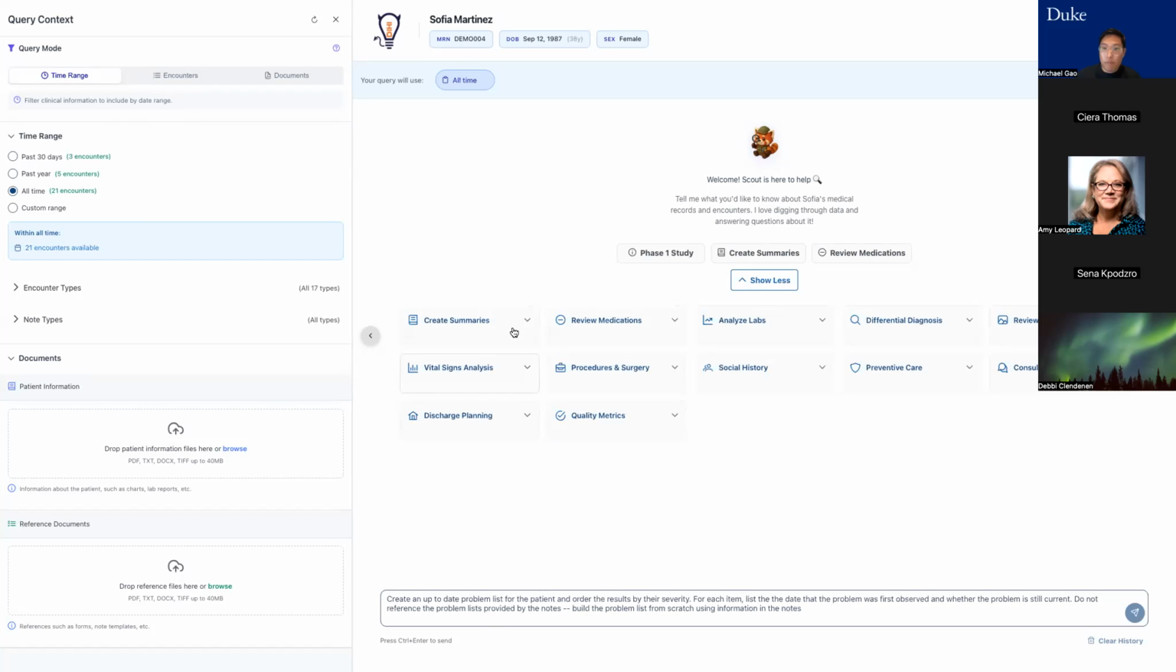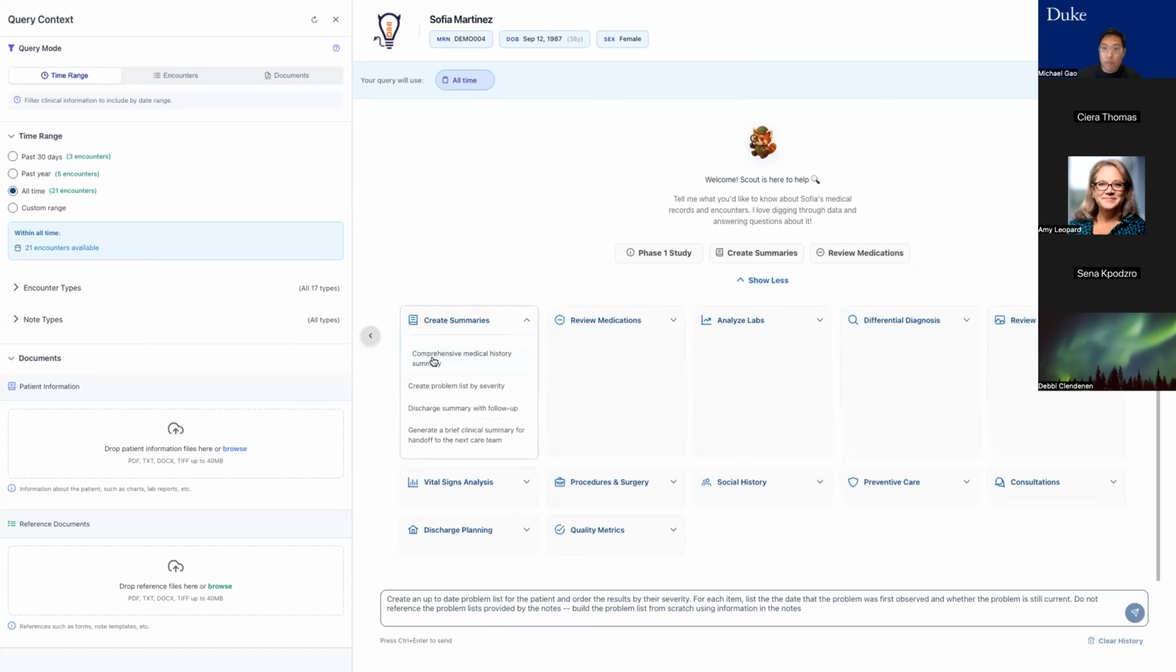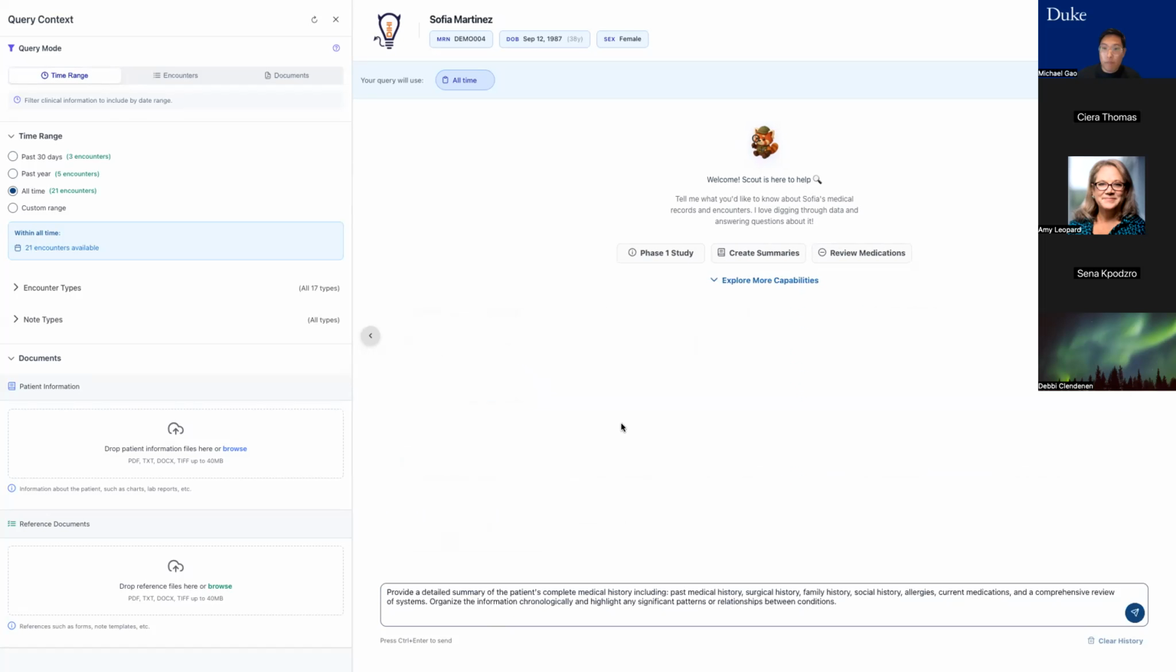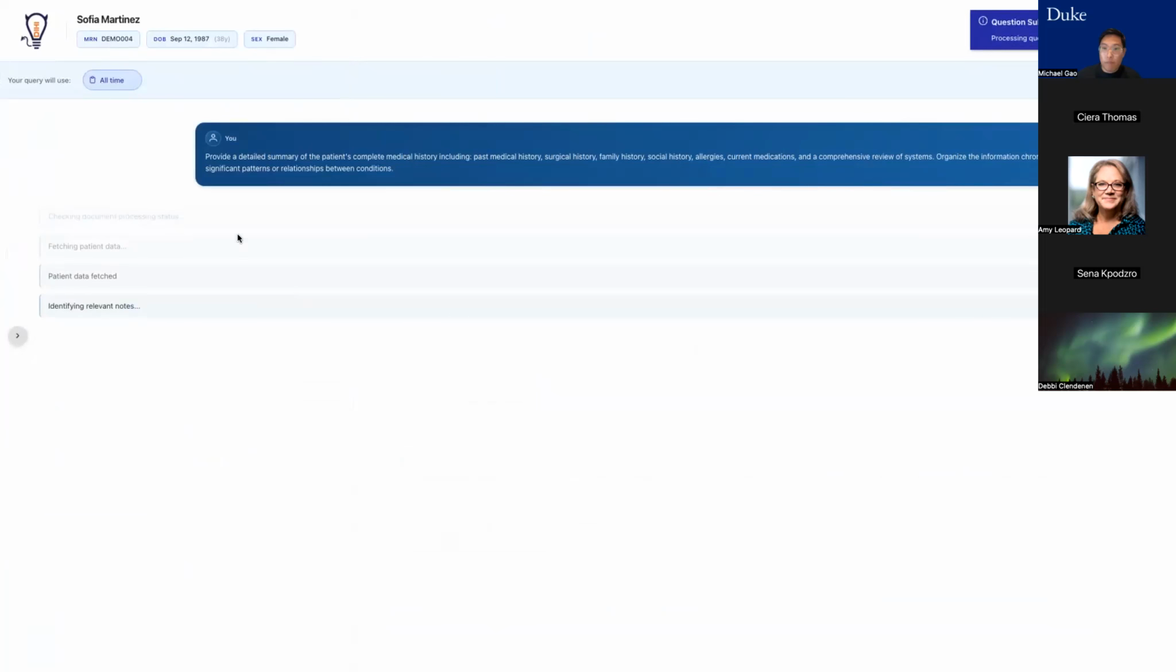that you might have. And so, for example, if I wanted to do this comprehensive medical history, I could go ahead and click that. And it just generates a prompt that says, create a summary of the patient's history, including their medical history, surgical history, family history, and so on and so forth. And so we can go ahead and send that off.